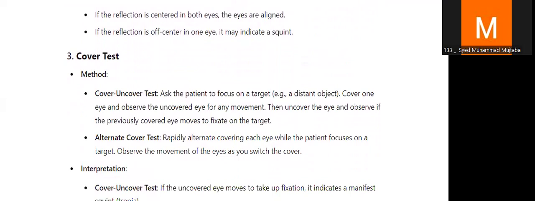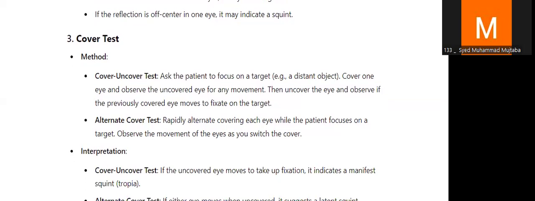Now, in the uncover test, what we do is that we uncover the same eye which had been previously occluded and then see if there is any difference, for example, if the eye has aligned towards a specific direction in order to fixate towards the target. And the third test is the alternate cover test, which is used to recognize latent squint, in which rapidly the two eyes are occluded one after another. And the other tests include the prism cover test.